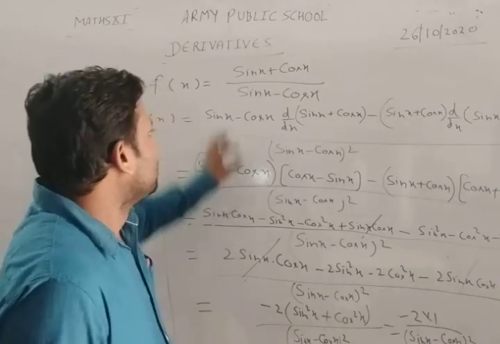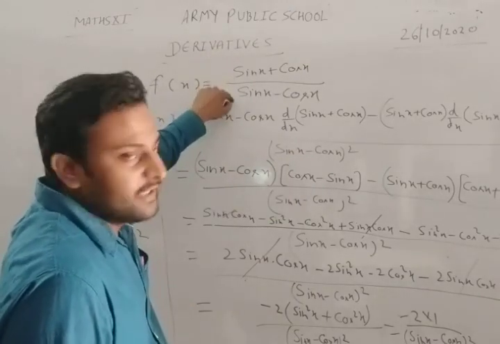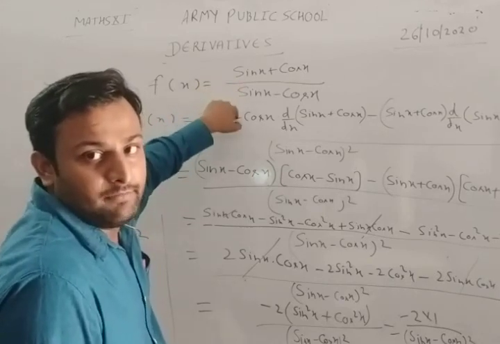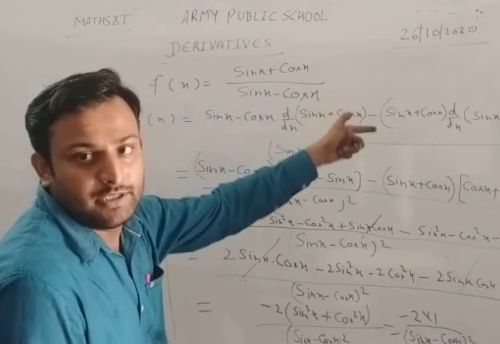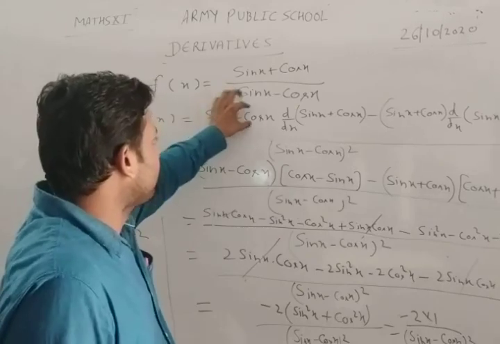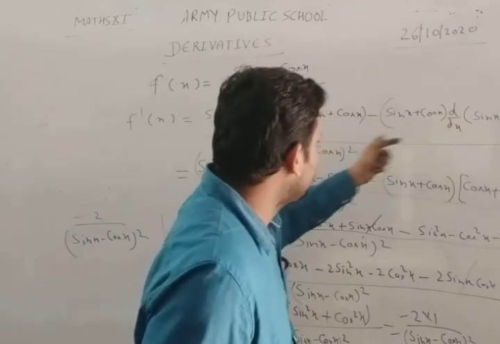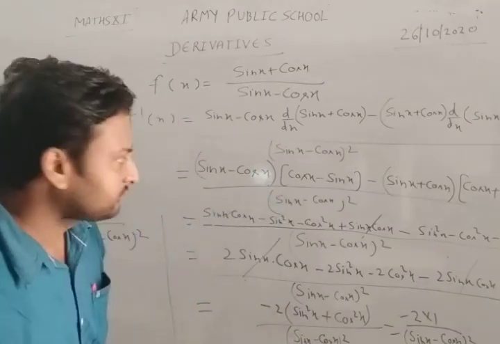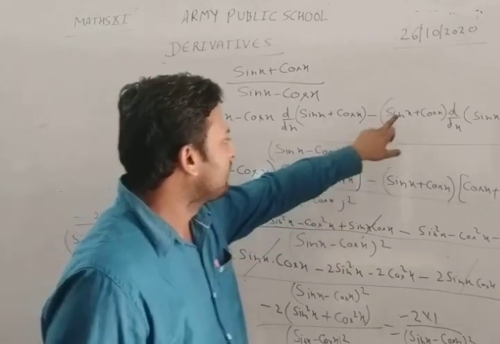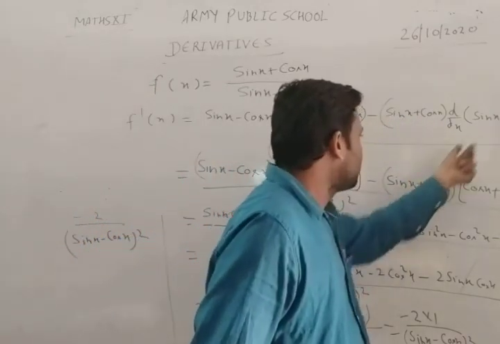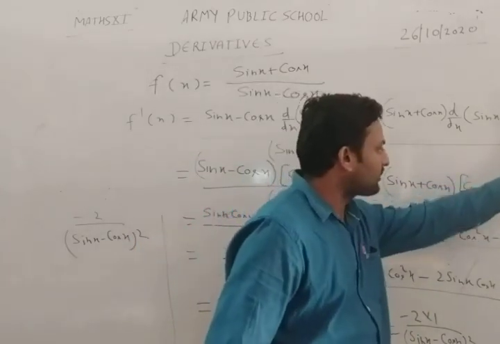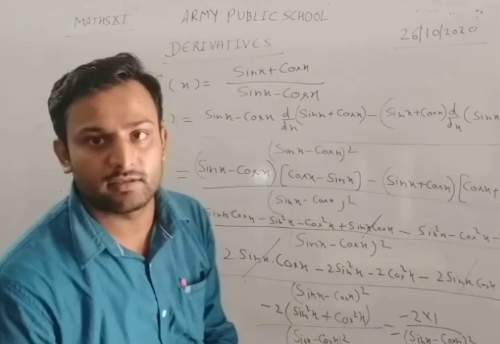What we have done: this is again the form of n by d, u by v. So we apply the formula: d times the differentiation of n minus n times the differentiation of d, and divided by d whole square. Now differentiation of sin x is cos x, and of cos x is minus sin x, plus cos x. This is sin x minus cos x. Differentiation of sin x is cos x, and this is cos x minus sin x, so minus minus plus sin x.